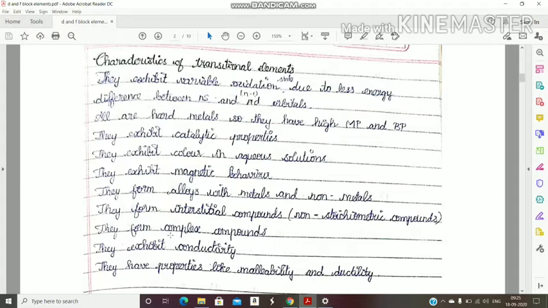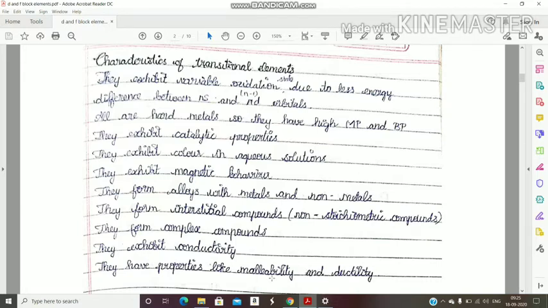Next, they form complex compounds. Next, they exhibit conductivity. Conductivity means when we pass electricity to these substances, that means to these transitional elements, then they exhibit conductivity. That is the meaning of that point. Next, they have properties like malleability and ductility. Malleability means making of sheets. Ductility means making of wires. That means by using these elements, we can make sheets and wires. That is the meaning of this point.